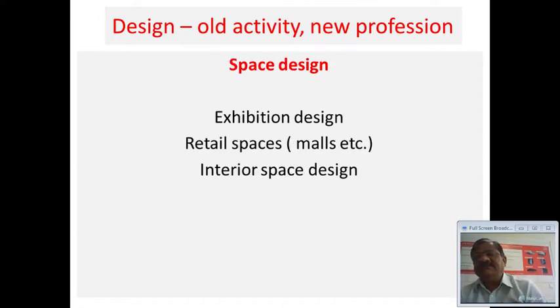The third emerging discipline, mainly in the last 10-15 years, is space design. Space design includes branches like exhibition design and retail spaces. Today we have already entered the mall culture. Every city has a few malls. Every dealer in the mall would need to design his space, how to display his products so that they attract customers. This is all about retail spaces, and there is also something known as interior space design. And this is another huge sector.